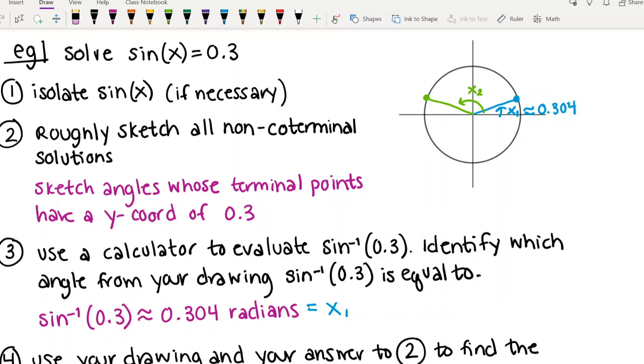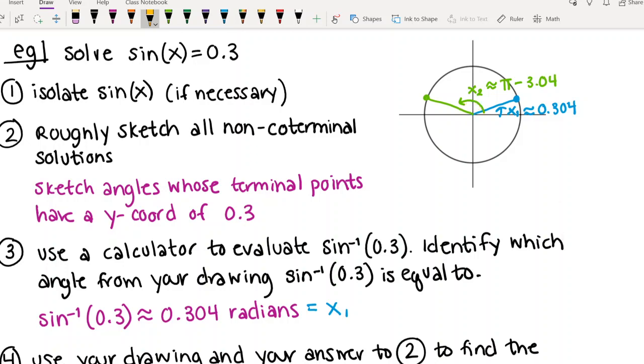And so how can we find the second angle x2? Well, we can do pi, so that would be 180, minus 0.304. Where am I getting that from? Well, pi would be 180, that would be that full angle in orange. What is 0.304? We know that it's this angle over here, but it's also this angle over here. And so if we do the orange angle minus the yellow angle, we're left with the green angle, which is what we're trying to find.